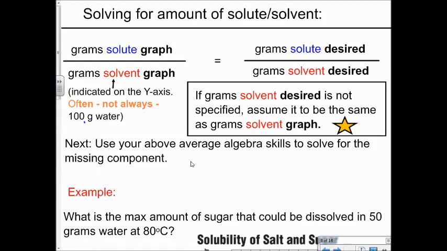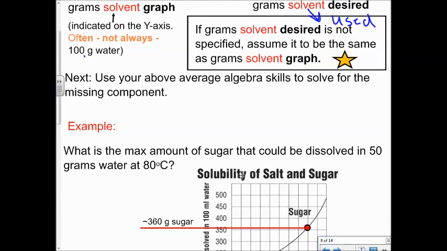So you take your grams of solute on the graph, divided by your grams of solvent on the graph, is equal to grams of solute desired versus grams of solvent desired. Or another way to say this is grams of solvent used, so how much you actually used in your procedure. If grams of solvent desired is not specified, assume it to be the same as grams of solvent on the graph. And that is when you are solving for problems. Again, this will make more sense when we get to it. And then next, use your above average algebra skills to solve for the missing component.